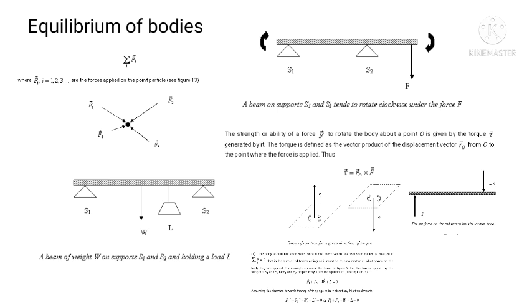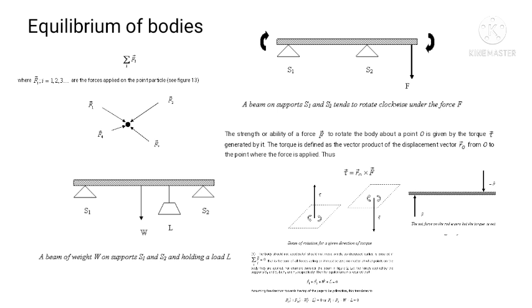So for point particles in the equilibrium condition, the summation of all forces is zero, where the summation is over Fi, where i is an integer, or we can write it 1, 2, 3, are the forces applied on a point particle. That is the condition for equilibrium of a point particle.